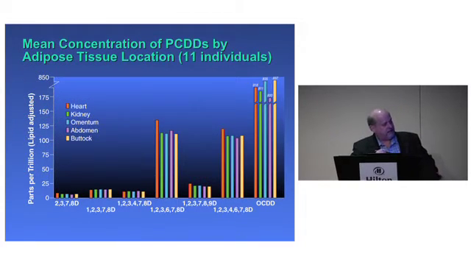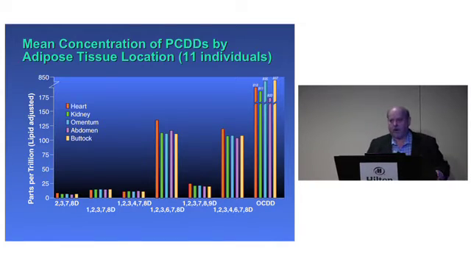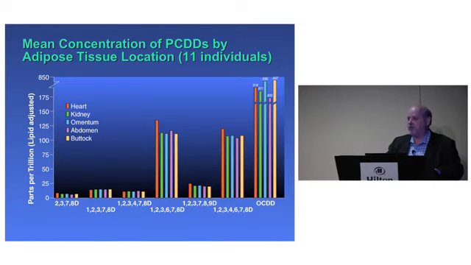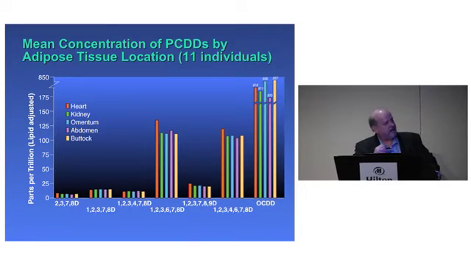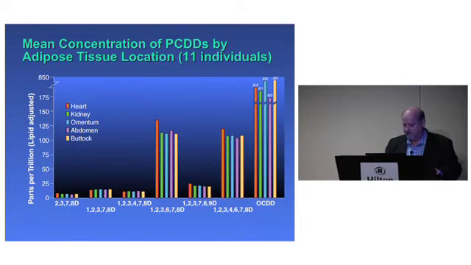And this just shows you adipose tissue taken from various parts of the body, and these are the dioxin levels that were measured here. For the most part, they're about the same as long as you correct for the lipid content of the matrix. There's a slight elevation for tissues around the heart, for example, but it's not statistically significantly different.